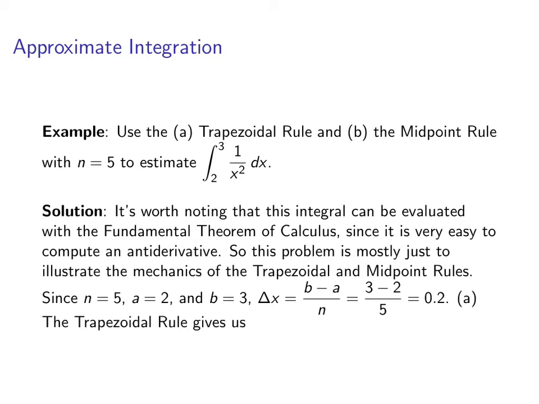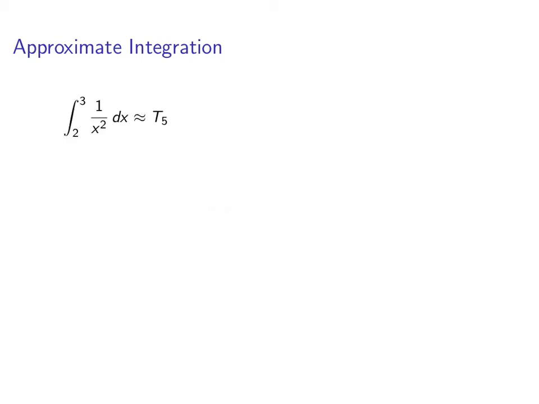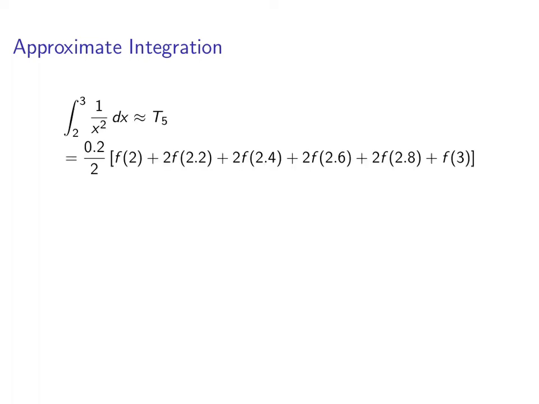All right, now we can calculate something with the trapezoidal rule. So this integral from 2 to 3 of 1 over x squared dx is going to be approximately equal to T5. And the way we compute it is, this is delta x over 2, so delta x was 0.2, and then we do f of 2 plus 2f of 2.2 plus 2f of 2.4 plus 2f of 2.6 plus 2f of 2.8 plus f of 3.